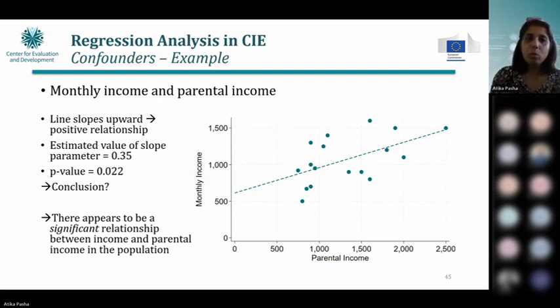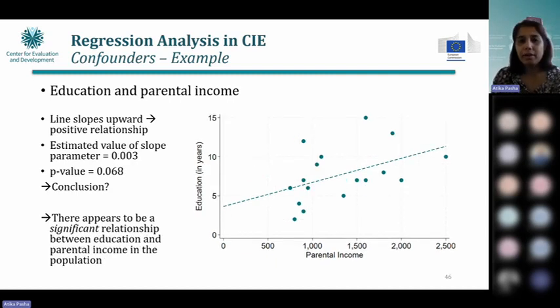So we see a significant relationship between parental income and your own income, even in the population. Now, let's look at the other variable of interest in our case, which was the years of education. So now here we have the years of education on the y-axis, and we're trying to estimate the relationship, or effect, of parental income on years of education for yourself. Again, while plotting these points, we observe another upward slope here.